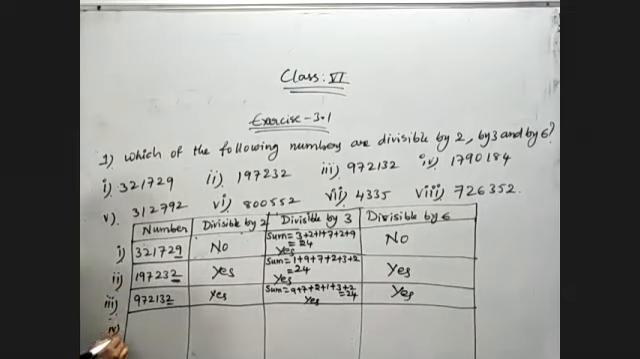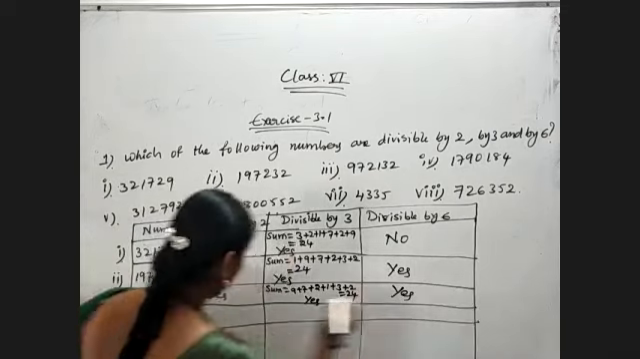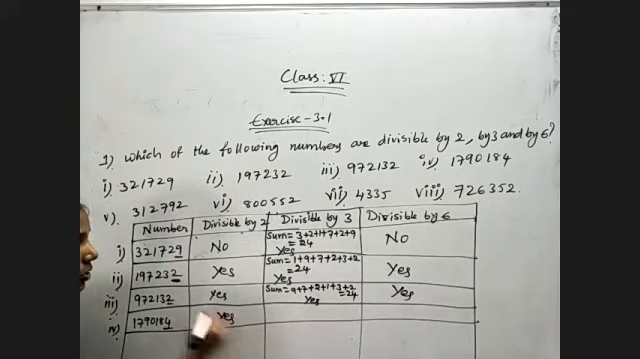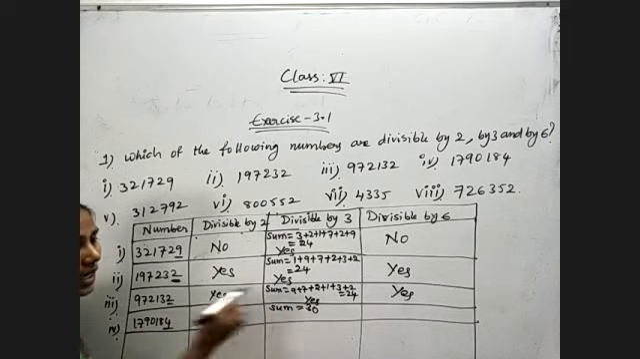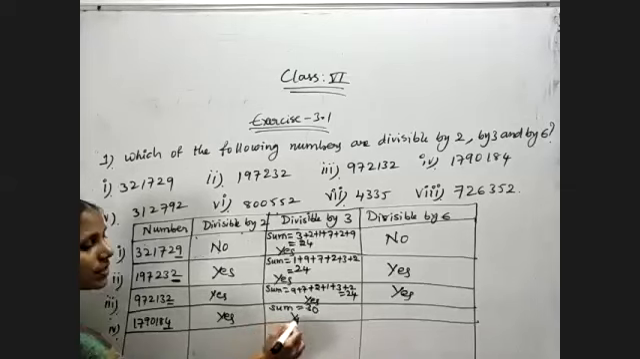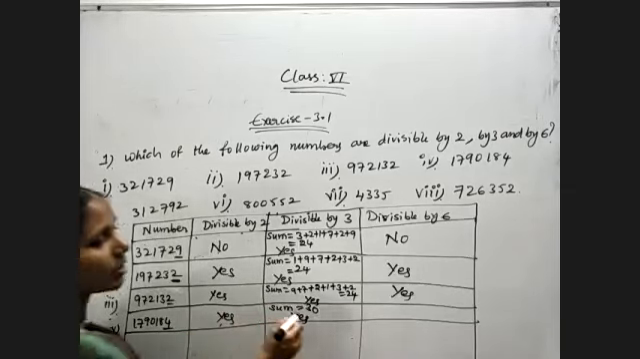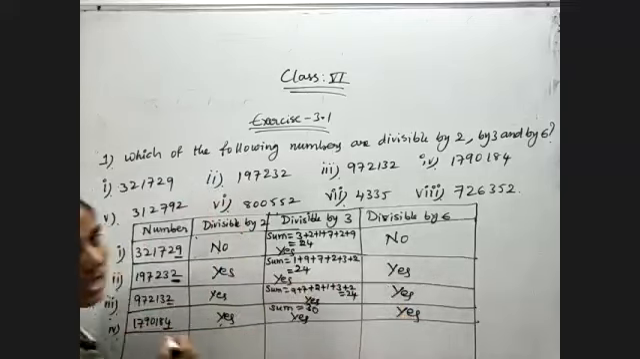Like that only, do the next fourth problem. 1790184. Because we have 4 in the units place, it is divisible by 2. And what is the sum of the digits? Observe, 1 plus 7, 8. 8 plus 9, 17. 17 plus 0, 17. 17 plus 1, 18. 18 plus 8, 26. 26 plus 4, 30. Sum of the digits is equal to 30. 30 we will get in the 3 table, so it is divisible by 3. Because it is divisible by 2 and 3, it is also divisible by 6.